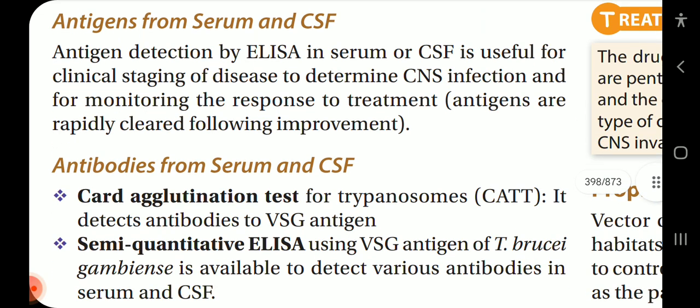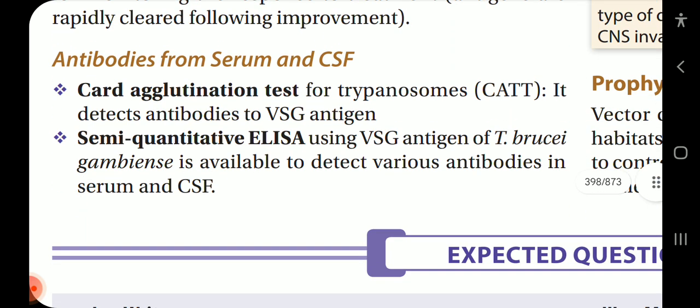Antigen from serum and CSF. Antigen detection by ELISA in serum or CSF is useful for clinical staging of the disease, to determine CNS infection, and for monitoring the response to treatment. Antigens are rapidly cleared following improvement. Antibodies from serum and CSF: card agglutination test for trypanosomes, CATT. It detects antibodies to VSG antigen. Semi-quantitative ELISA using VSG antigen of Trypanosoma brucei gambiense is available to detect various antibodies in serum and CSF.